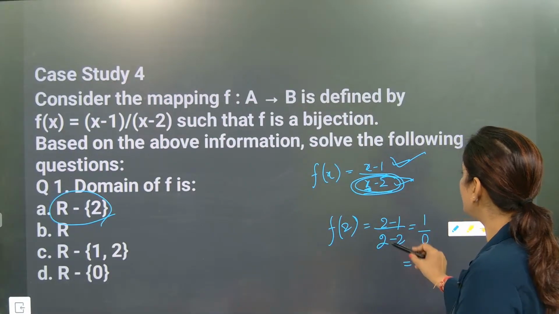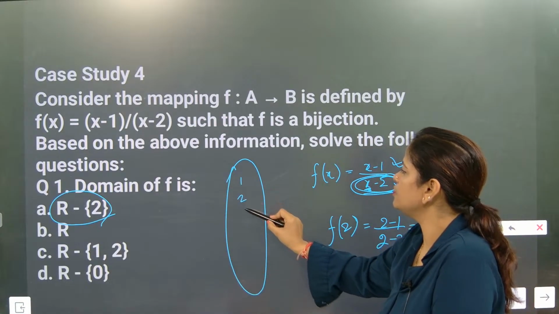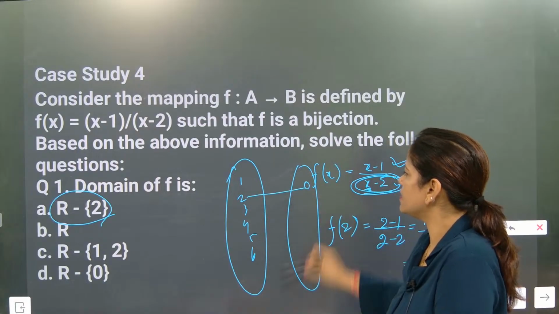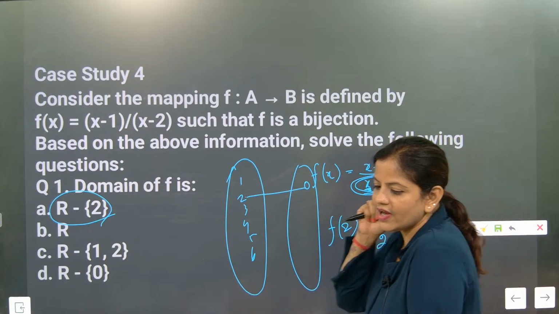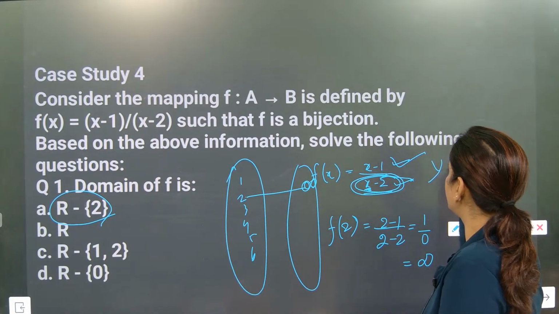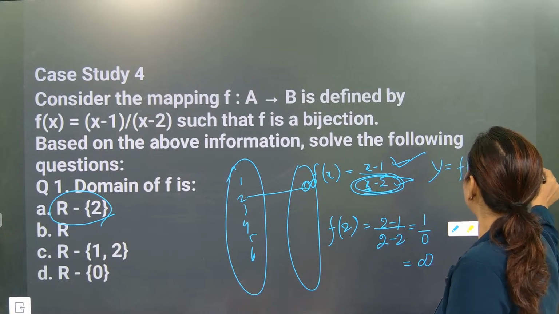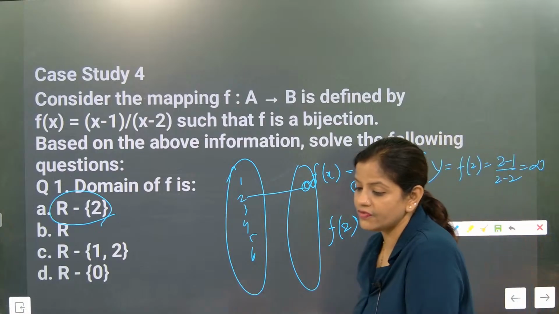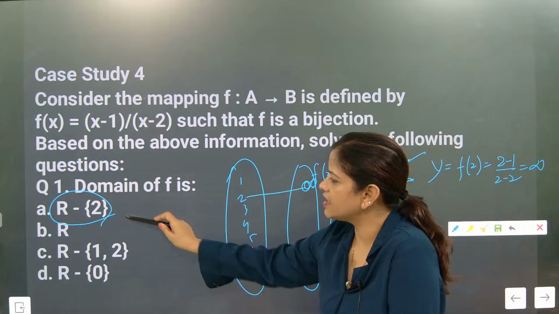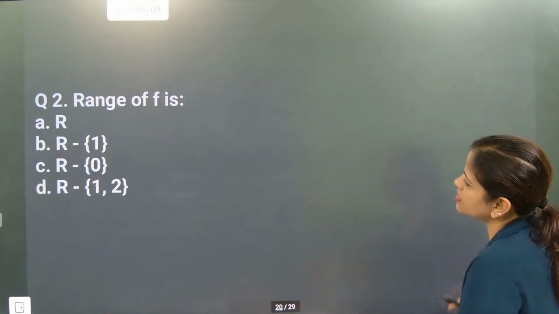So if it is 1, 2, 3, 4, 5, 6, that is not a problem. The moment this 2 comes, the denominator will become 0, and the y value will become infinity, because y is equal to f of 2, which is 2 minus 1 by 2 minus 2. So the y value ultimately comes as infinity, which is not possible. So 100% we will say this will be the correct answer: R minus 2 will become the correct answer. Now we will go for case study second question, beta, range of function.